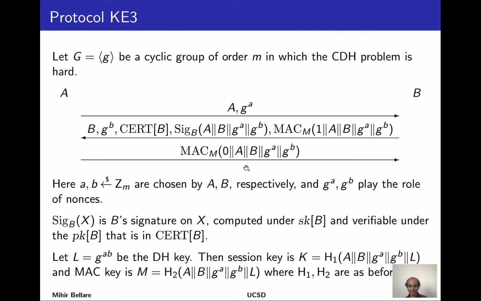Now we go back to the protocol. Remember that in the prior protocol, the last flow from Alice, which is the third in the protocol, was a MAC under this key M of the nonces and identities, so that's provided as before. And we had a fourth flow, which was a MAC back from B of the same kind of stuff.